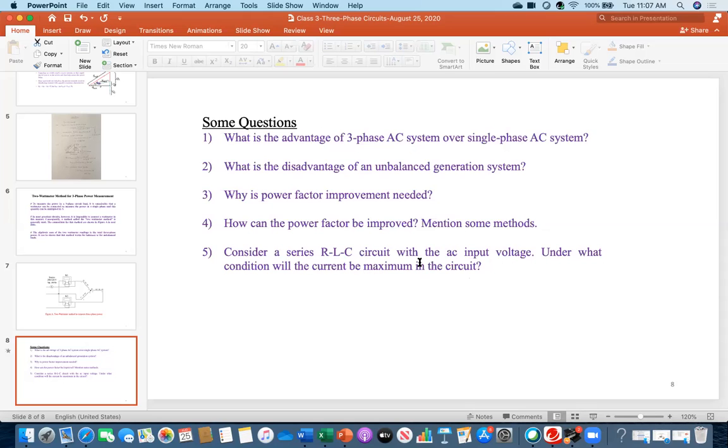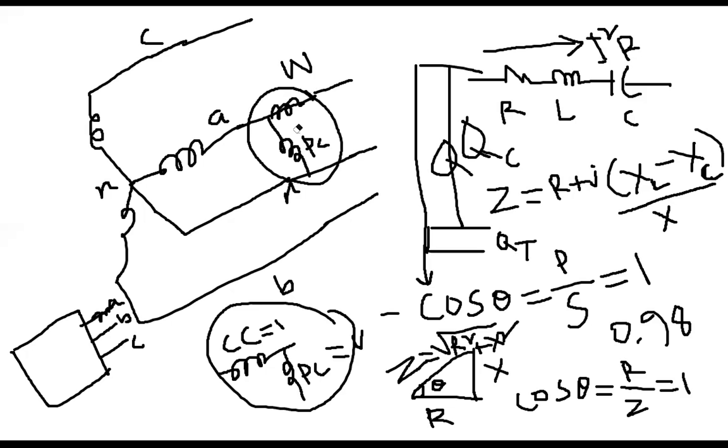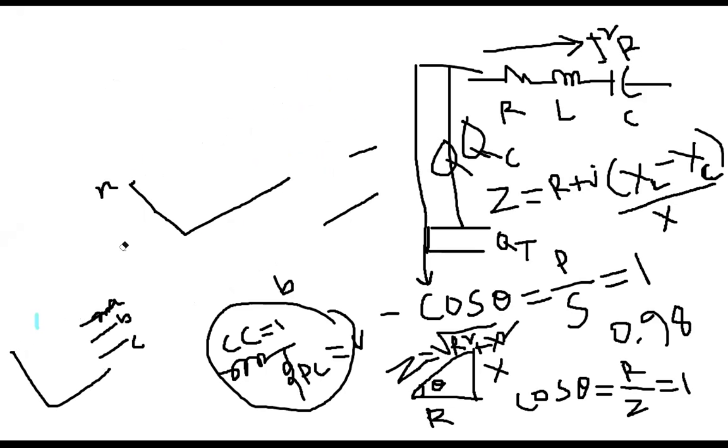You have a series RLC circuit with the AC input voltage. Under what condition will the current be maximum in the circuit? Just a minute, and then you will all get it. Let me erase all of these things.